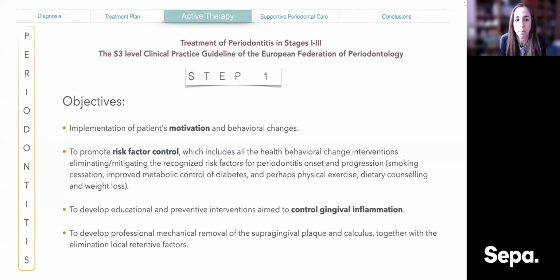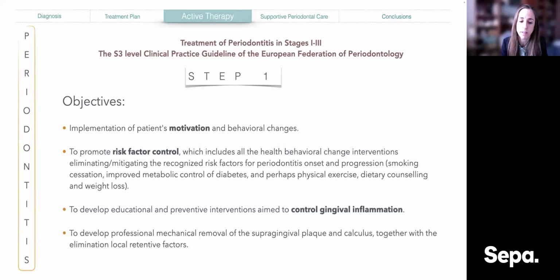So the first step is the step of risk factor control. It is necessary to activate patients' motivation if we want to promote the behavioral changes expected in this first moment of the therapy. And our interventions must be guided by this objective. But there's another intention in this first step, which is the control of gingival inflammation.